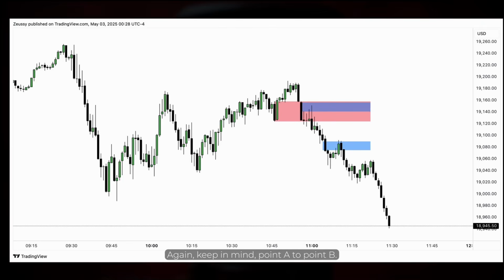Again, keep in mind, point A to point B. It's not simply the entry pattern and therefore we group the trade. There's way more to it.